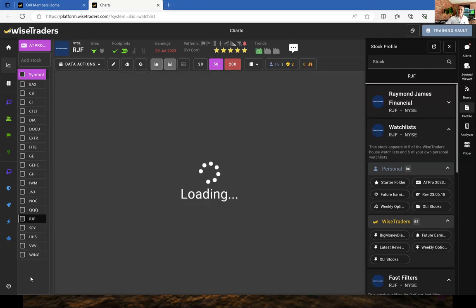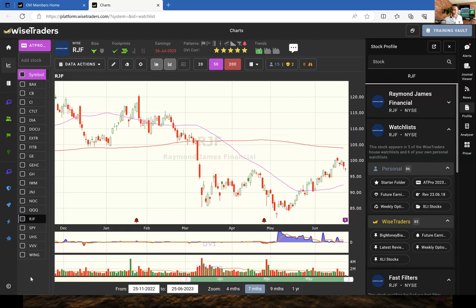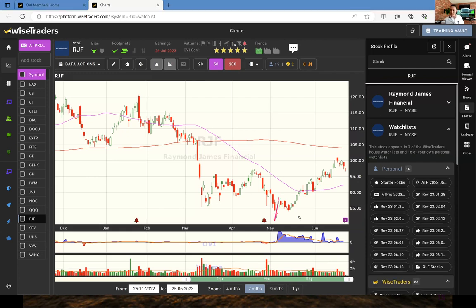This is Raymond James. We loved this one, and we actually started looking at it around here when the OVI turned right here. You can actually see that it was also, well, near the end of May, around here as well, and that's been pretty good. It just needs to settle down. It's popped now, so just let it settle down and find another situation.